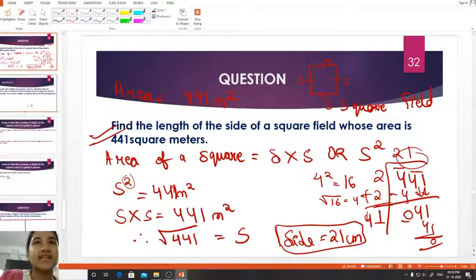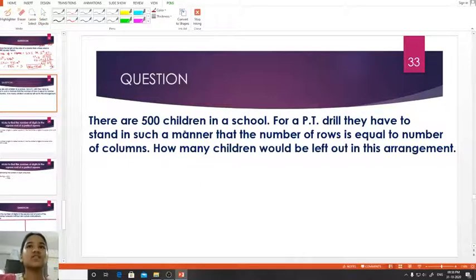Next question says, there are 500 children in a school. For a PT drill, they have to stand in such a manner that the number of rows is equal to the number of columns. How many children would be left out in this arrangement?